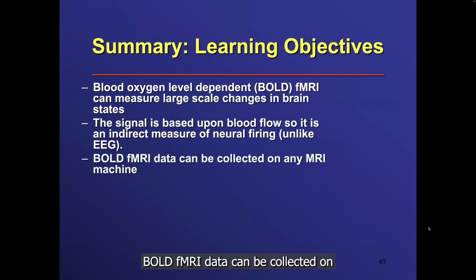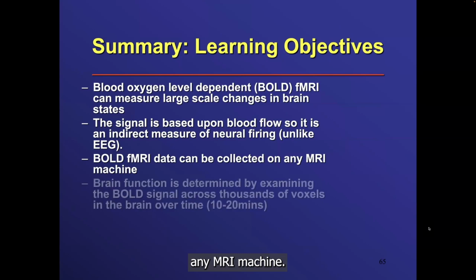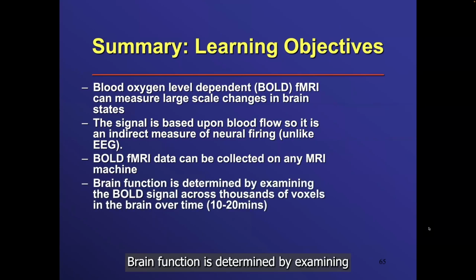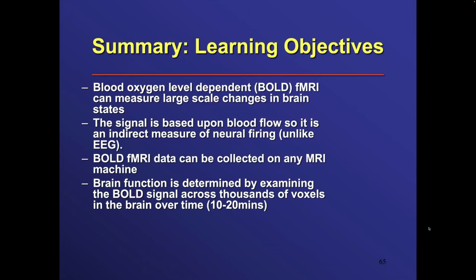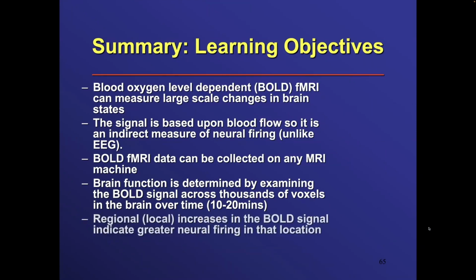BOLD fMRI data can be collected on any MRI machine. Brain function is determined by examining that change in signal across thousands of voxels, those little cubes in the brain, over time. So we might acquire 10 to 20 minutes of data in any experiment. What we're looking at in studies of activation, those areas of red or yellow, when you look at brain maps, is a regional or local increase in the BOLD signal, which indicates greater neural firing in that location compared to other areas.